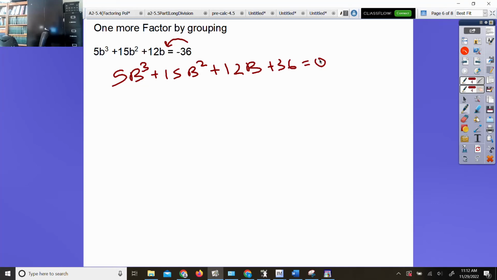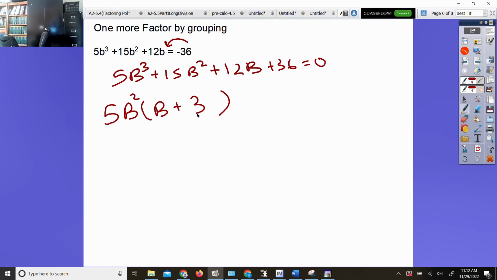Focus on the first two pieces. What do they have in common? They both have b squared. Add a little bit more, a 5. 5b squared. Both contain 5b squared. If you pull 5b squared from 5b cubed, what remains? B. Plus 3b.